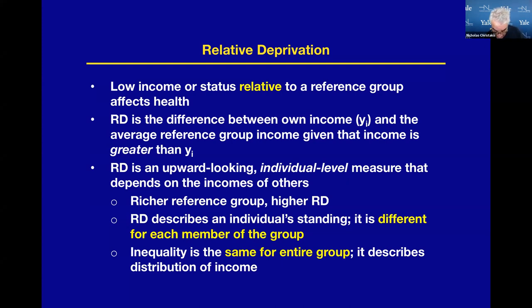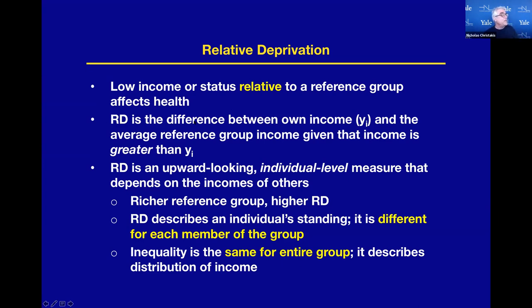One hypothesis flowing from the observations we made earlier about the biology of hierarchy and stress in primates is that relative deprivation will matter to individuals' health. And the idea, again, is that it's not so much one's absolute deprivation, if any, that matters, but one's relative deprivation. And relative deprivation is the following: the idea that low income or status relative to a reference group can affect your health.